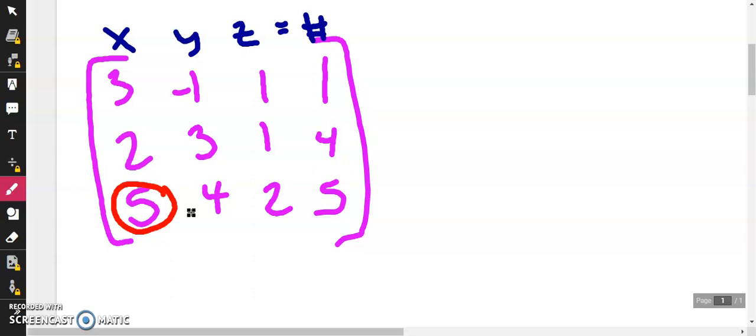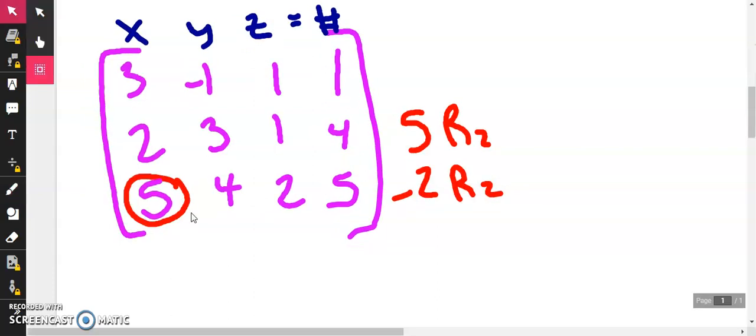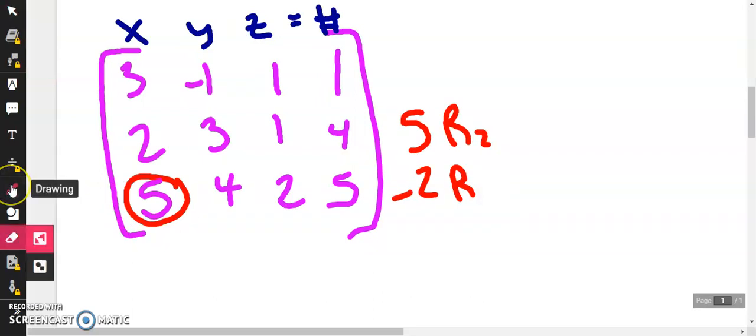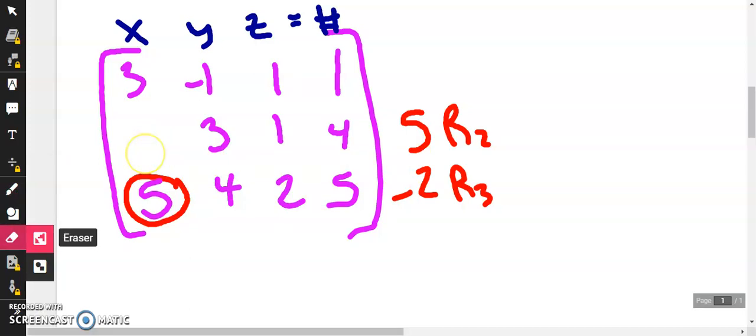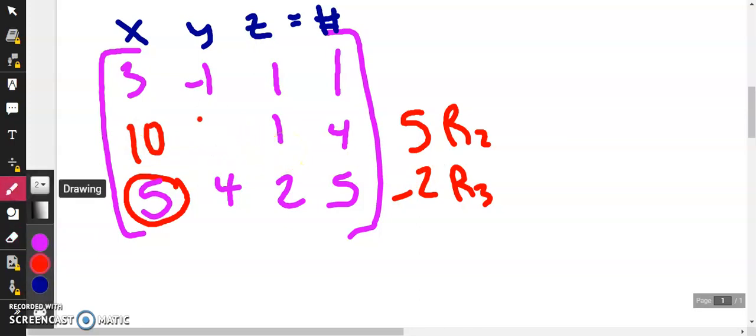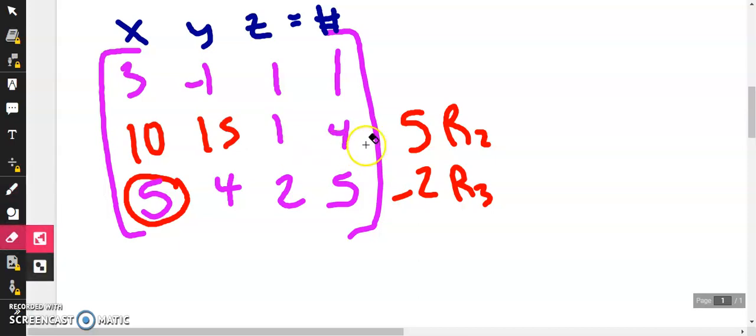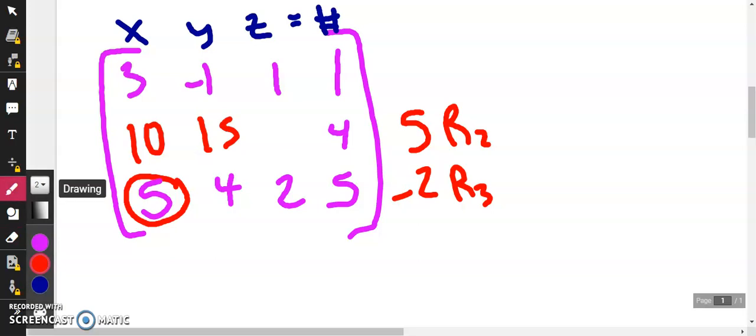To do that, I'm going to multiply the second row by 5 and the third row by -2. Let's distribute those values and see what we get. If I take 5 times 2, that'll give me a 10. 5 times 3 will give me 15. 5 times 1 will give me 5. And then 5 times 4 will give me 20.